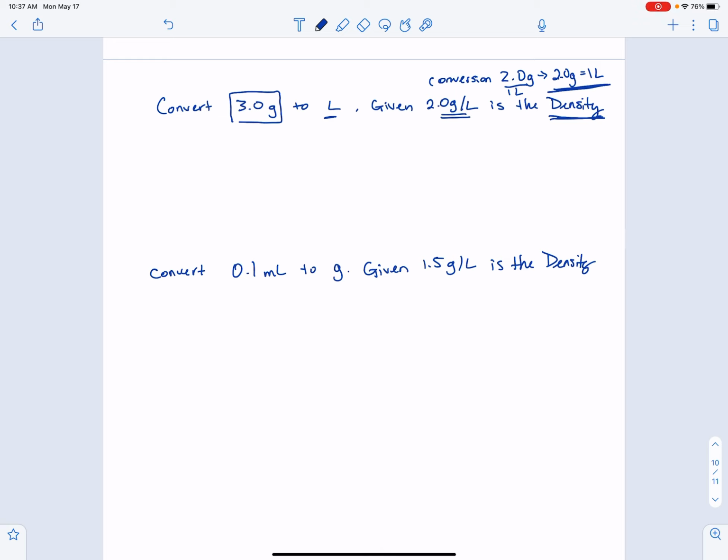So here's how you'd solve these kinds of problems. You start with the thing that has 1 unit. Again, 1 unit, 2 units. Start with 1 unit. You're trying to solve for liters. 3.0 grams. You've got to get rid of grams, and it wants you to get liters. Then you look over here and say, oh, I've got that conversion. It's right here. There are 2 grams in 1 liter. So 2.0 grams in 1 liter.